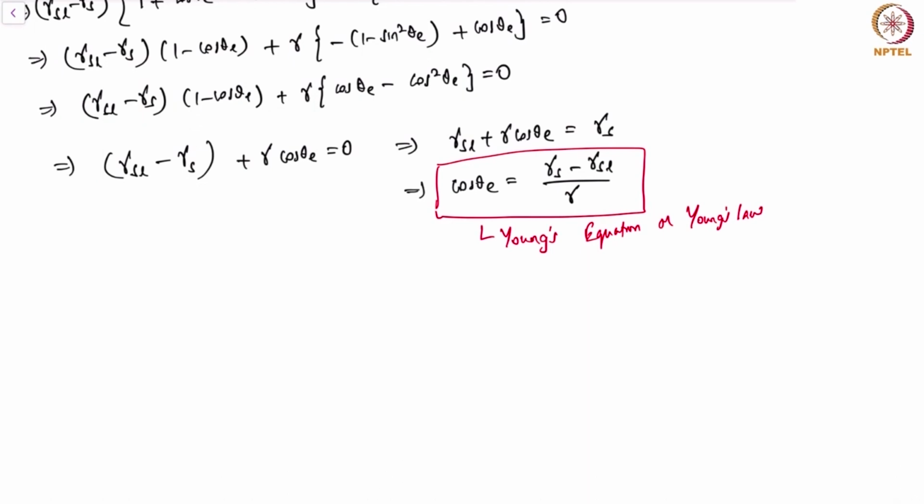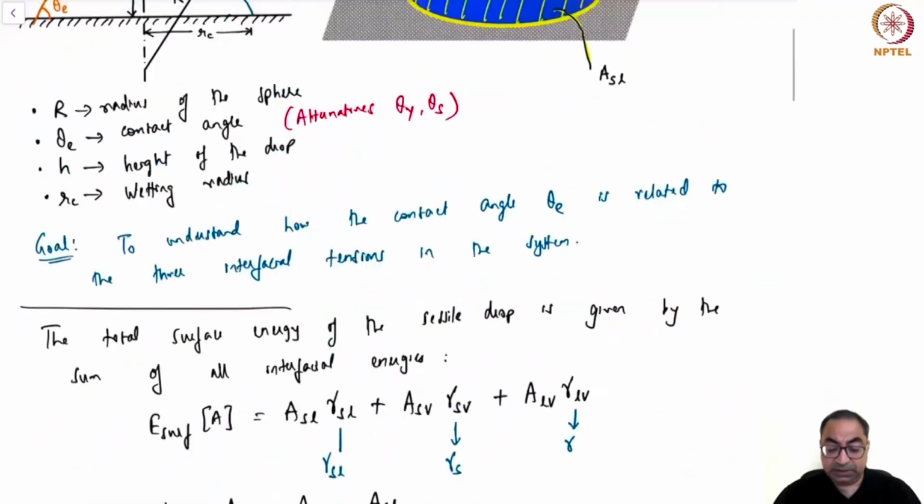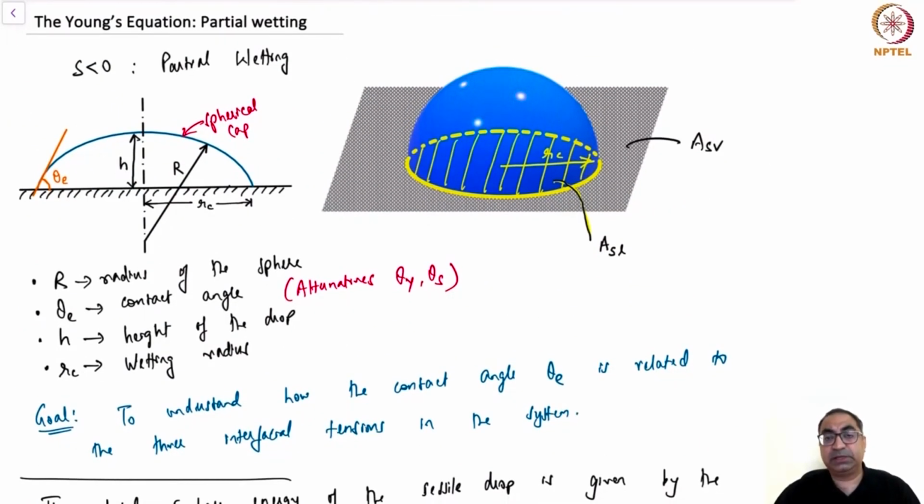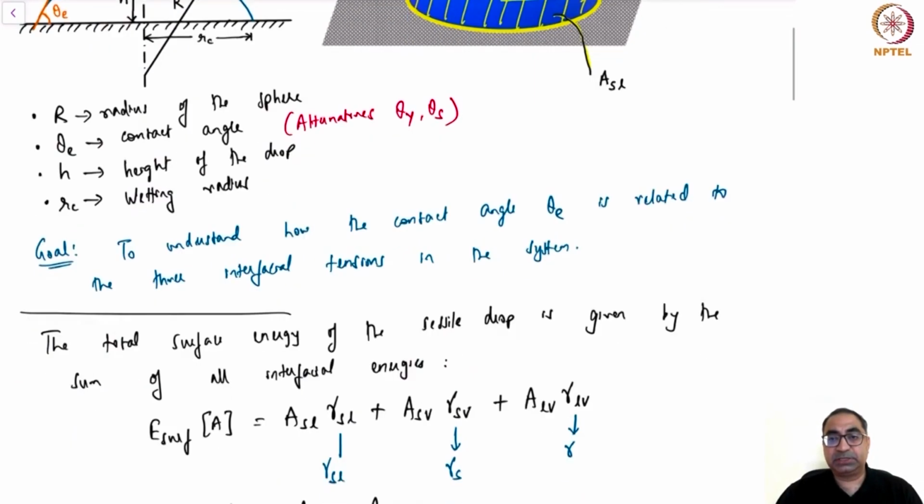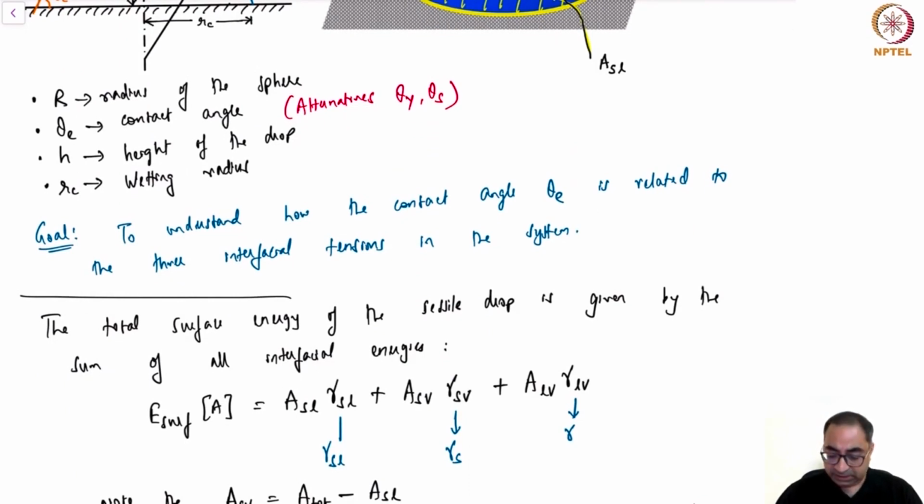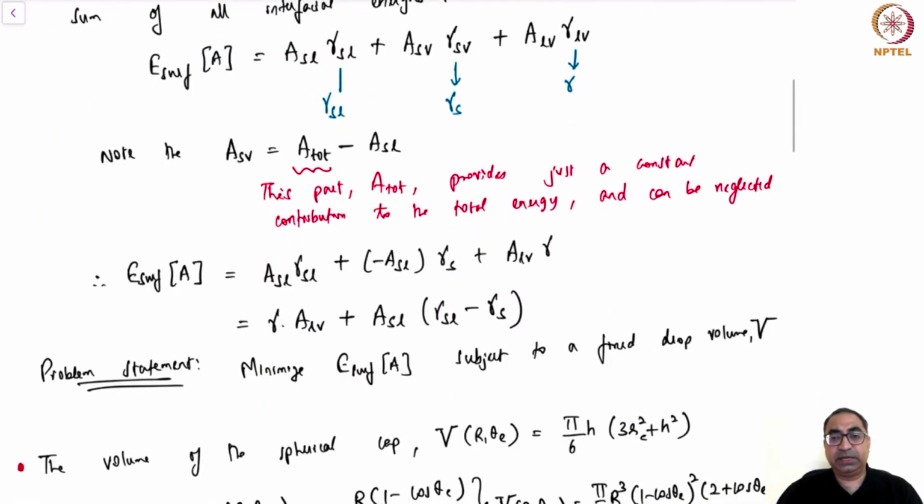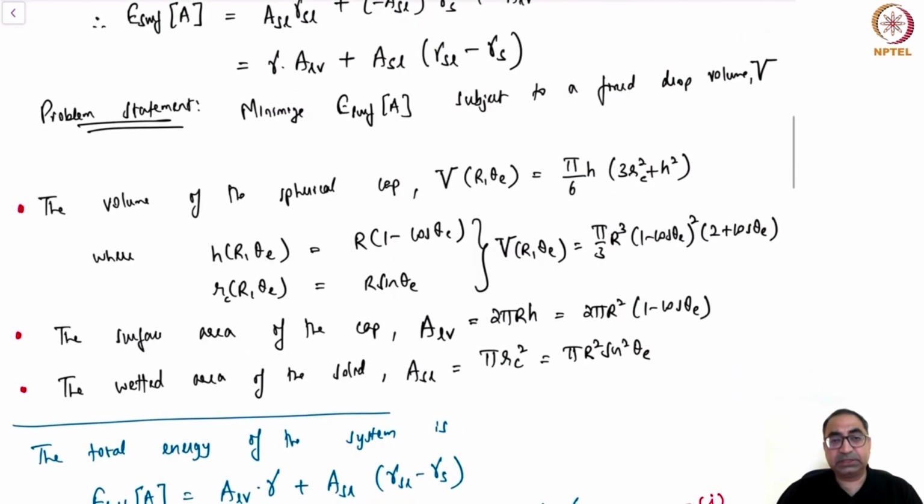So let's quickly recap what we have seen in the lecture today. We started out by considering a partial wetting condition. We took a sessile drop on a surface. We assumed the sessile drop to be part of a spherical cap. We then wrote down the expressions for the volume and the energy of the spherical cap. Then we wrote down the total energy of the system that needs to be minimized. Then we substituted the expressions for the various areas that we have, and therefore we got the energy.